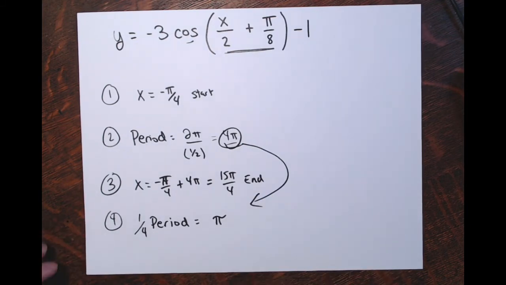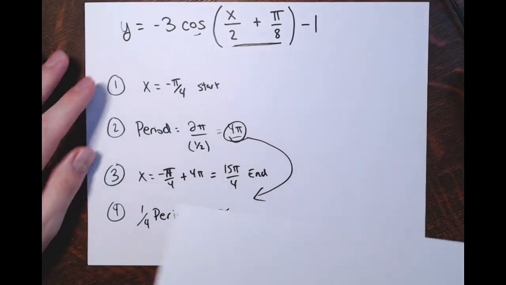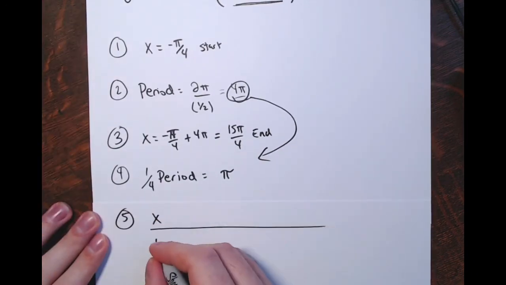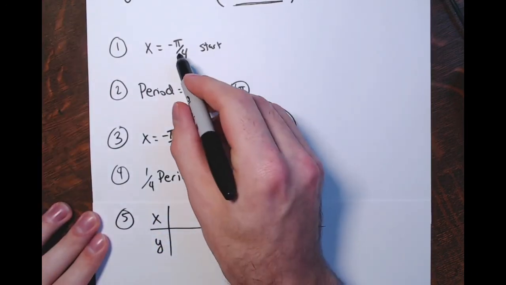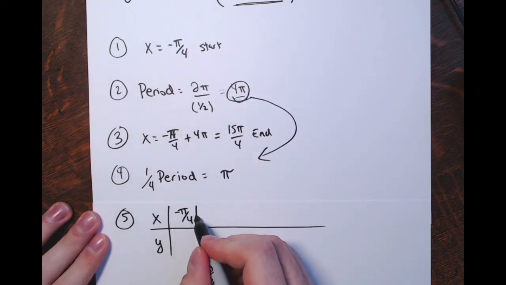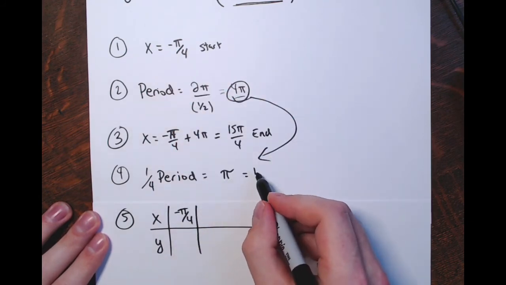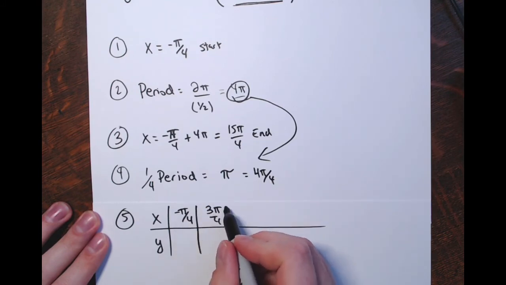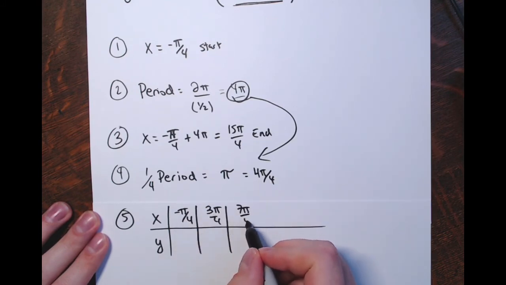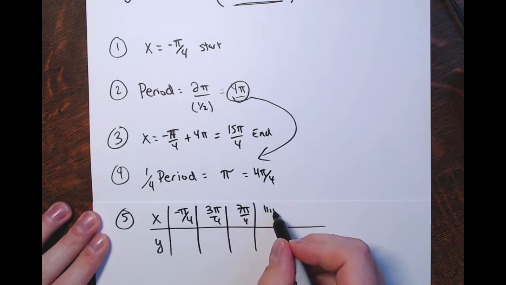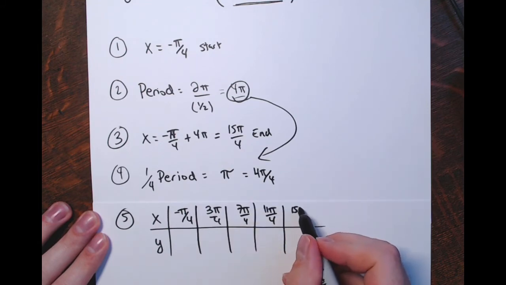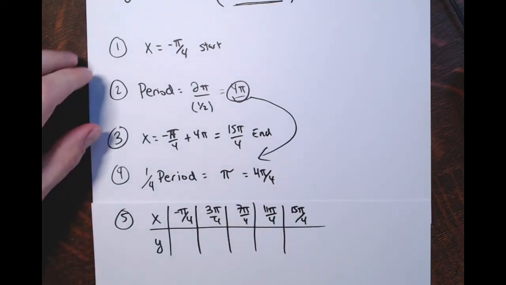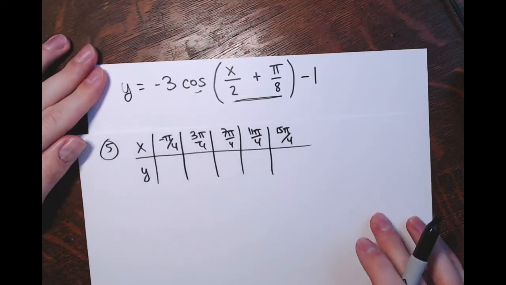All right, then I'm making a little chart. x values, y values, and starting at negative pi over 4, and I just keep adding pi, which is 4 pi over 4, right? Add pi, you got 3 pi over 4. Add pi, 7 pi over 4. Add pi, 11 pi over 4. And add pi, 15 pi over 4, right, which is where I said it was going to end. So again, 5 key values. Now I plug these in to this function.